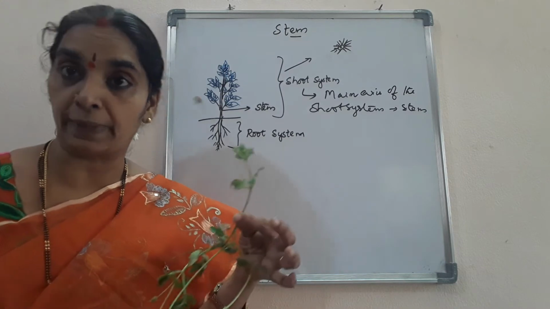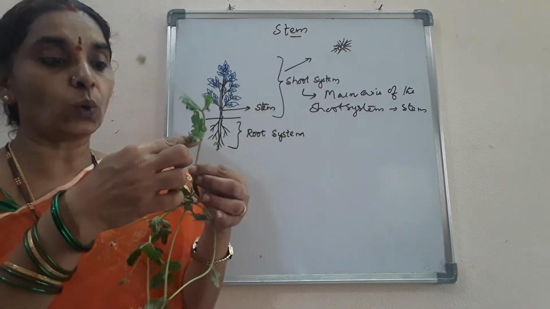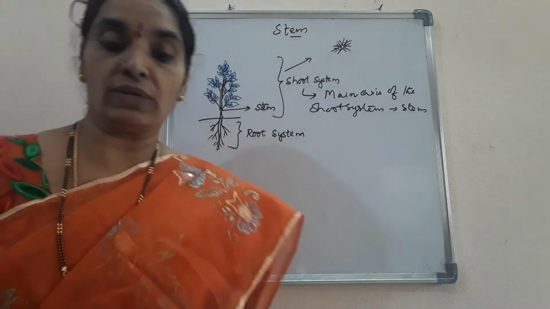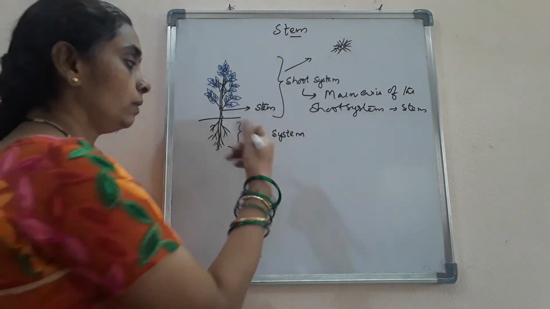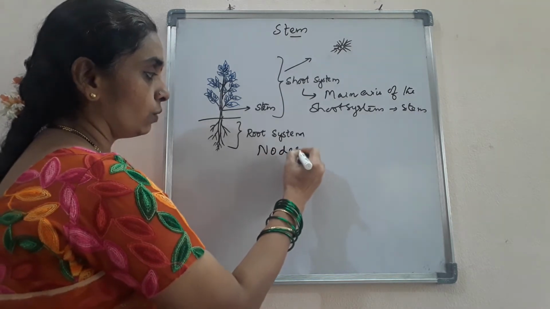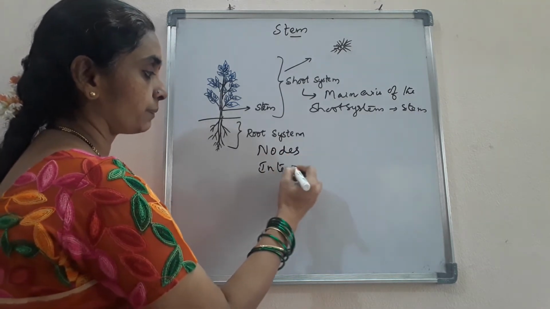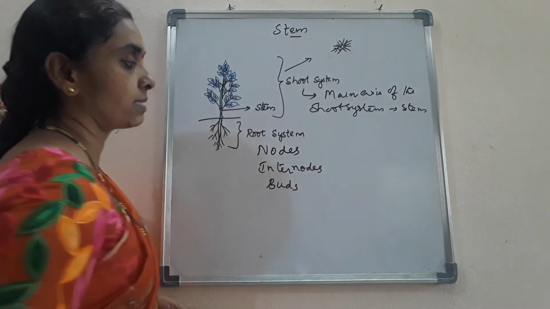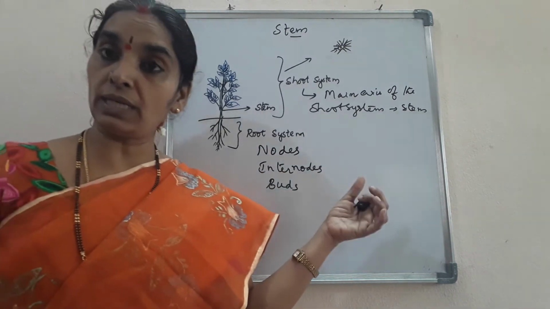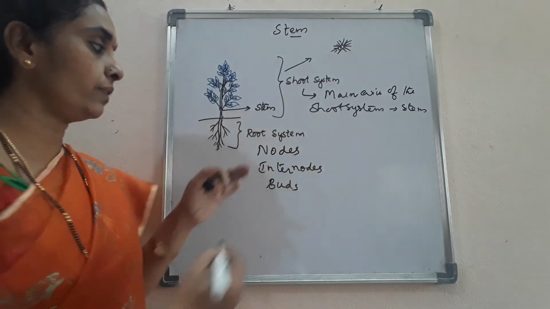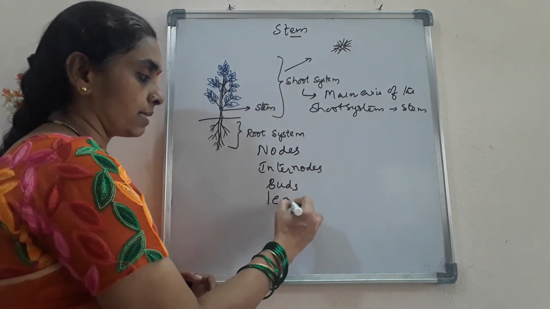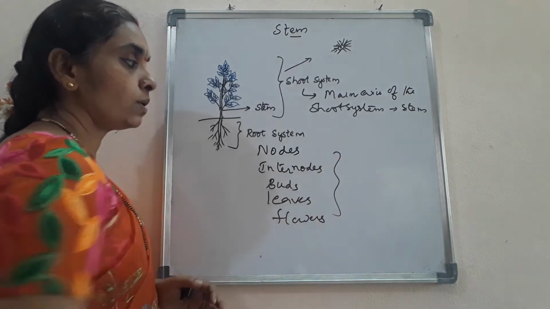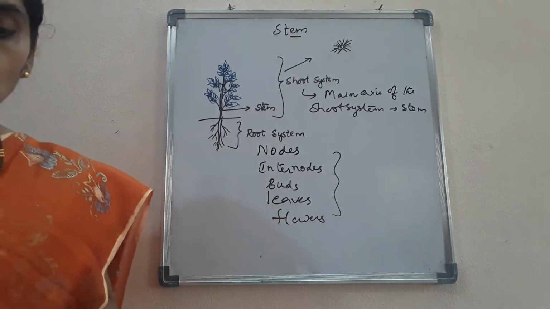I told you before that the stem bears the other parts of the plant. It also contains the buds. There are nodes and internodes present. What are nodes and what are internodes? We'll see in this class now. So now you are going to see about nodes, internodes, and buds in this class. Apart from this, there are also leaves and flowers. The stem bears all these things, leaves, flowers, etc.